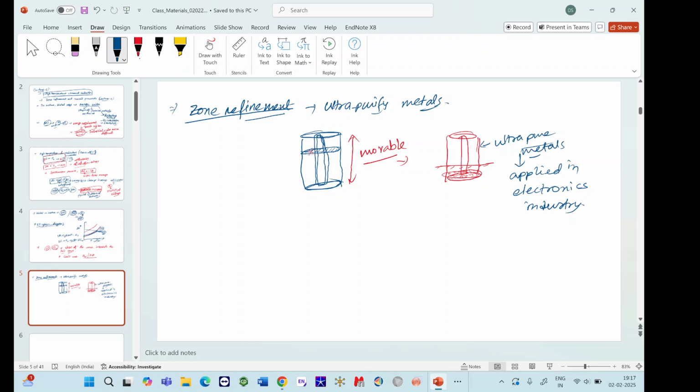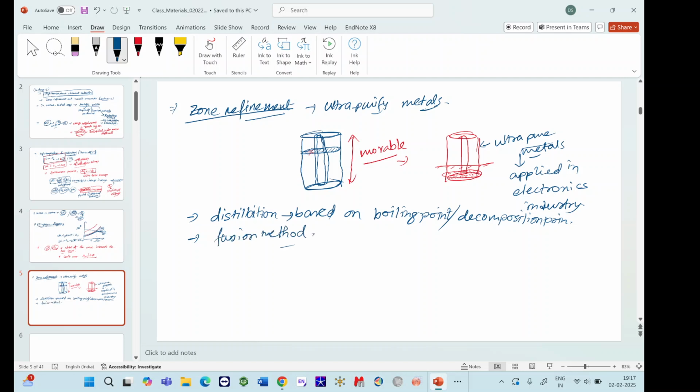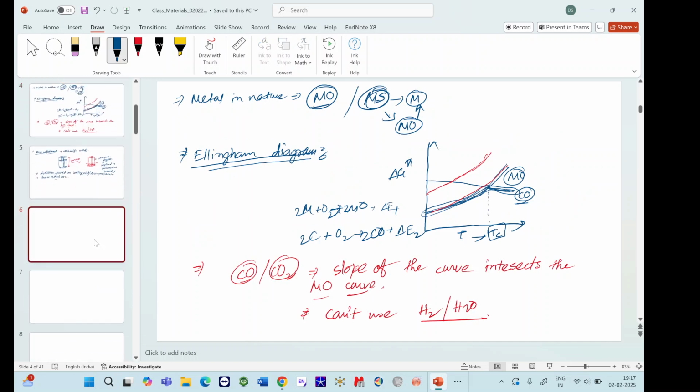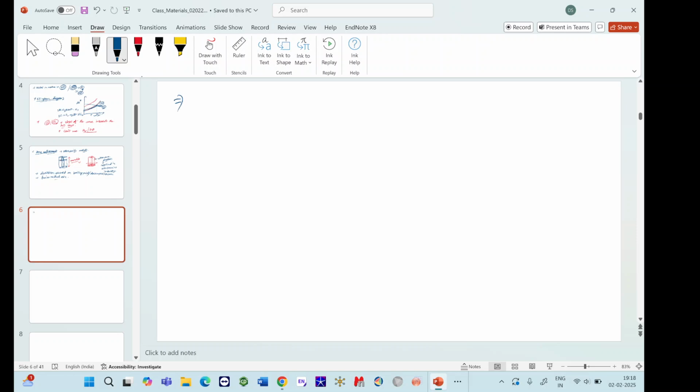Okay, this was all about the purification part left over, and some more techniques were discussed, like you can do distillation, like this thermal method we already discussed earlier, based on boiling point or decomposition point, fusion method, okay, etc. So with that, we'll move to the next part, that is of most importance.